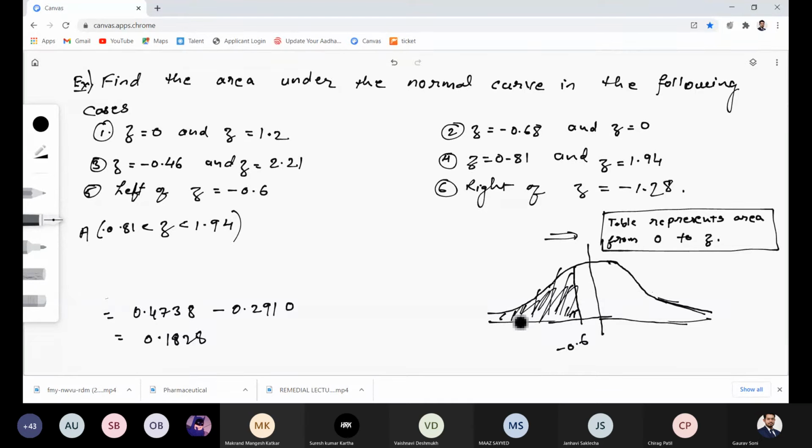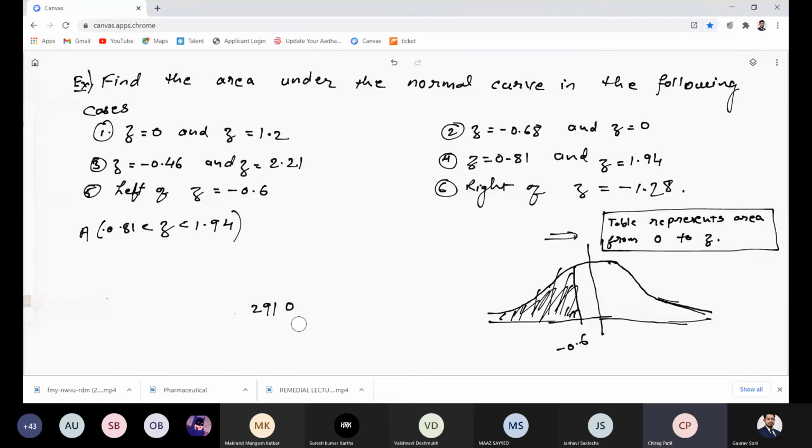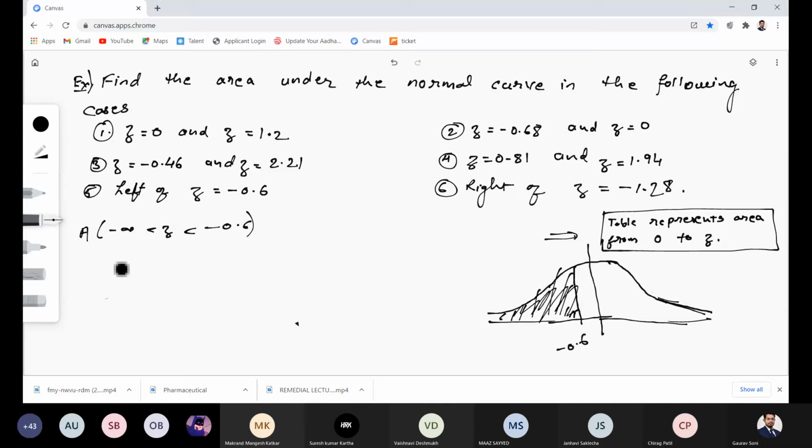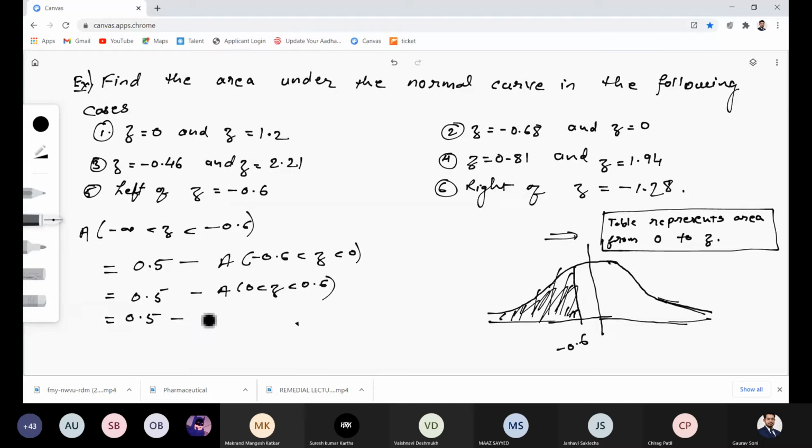So how can we do that? Sir, half minus that. Yes. Left of minus 0.6 means that minus infinity is less than z is less than minus 0.6. So the total area on the left hand side is 0.5 minus the area from minus 0.6 less than z is less than 0. But this area by symmetry will be equal to the area from 0 less than z is less than 0.6. So this is 0.5 minus 0.2257, and the answer for this is 0.2743.